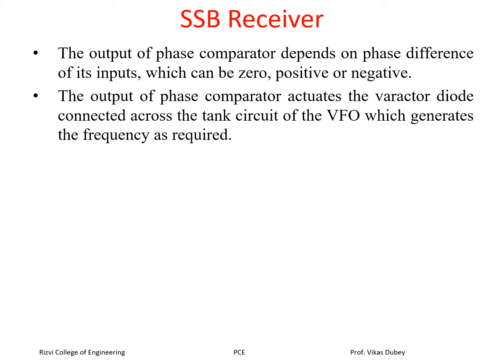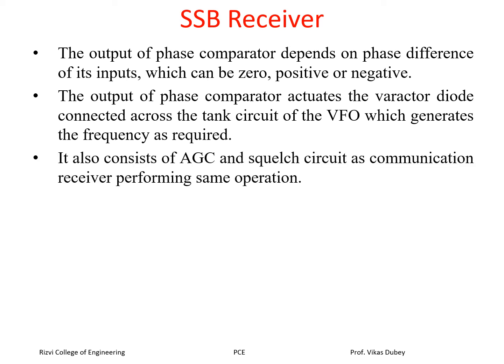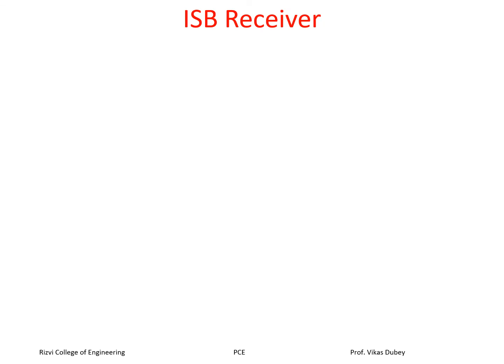It consists of a varactor diode, through which if we change the voltage, the capacitance will change, and it will generate frequencies of different values. Based on that, the variable frequency oscillator can generate the required frequency. It also consists of AGC and a squelch circuit as in the communication receiver. The function of the AGC is to control the gain, and the squelch circuit is just to cut off the receiver when there is no carrier.